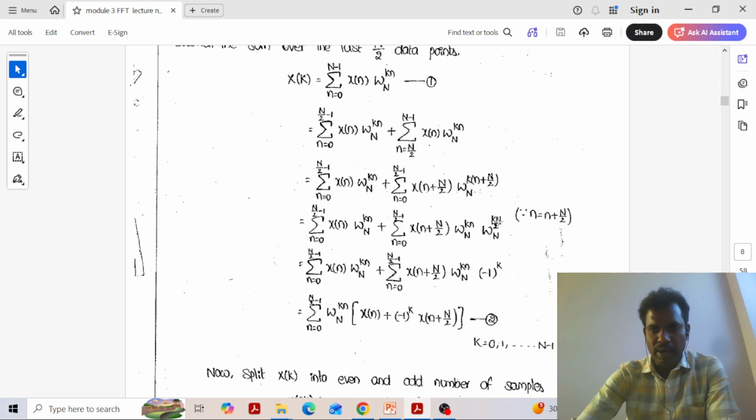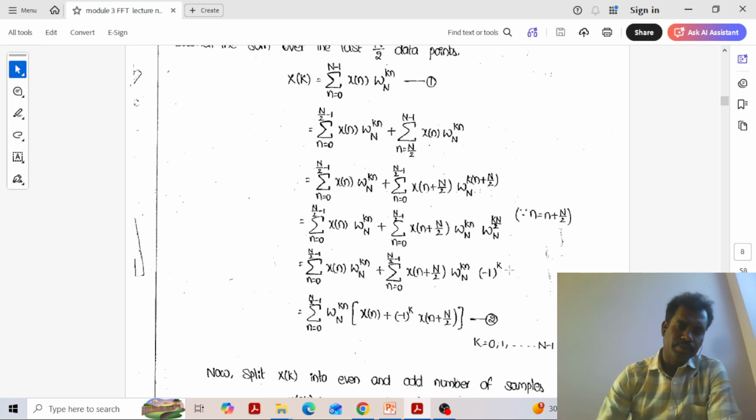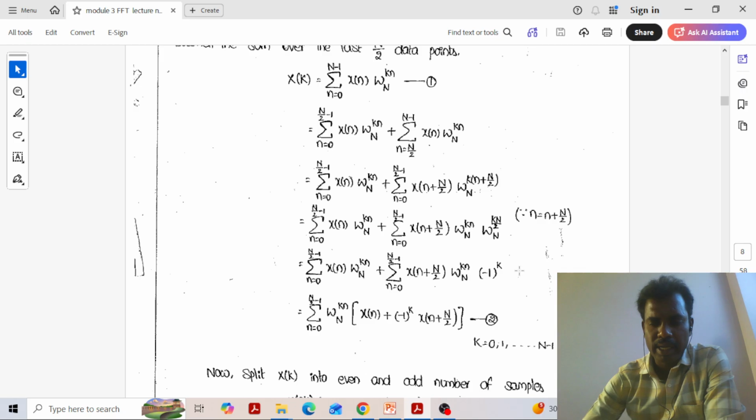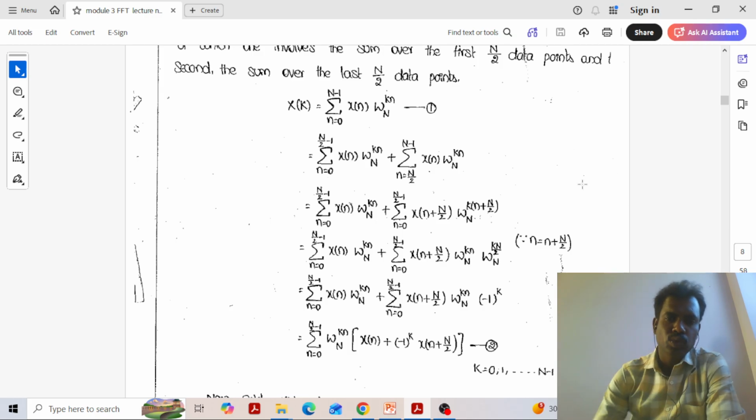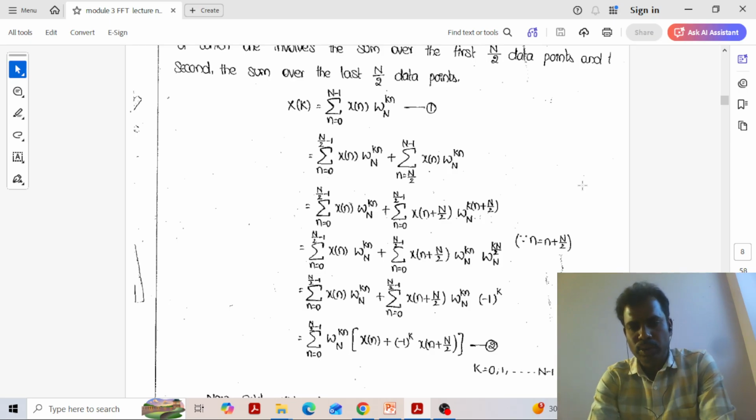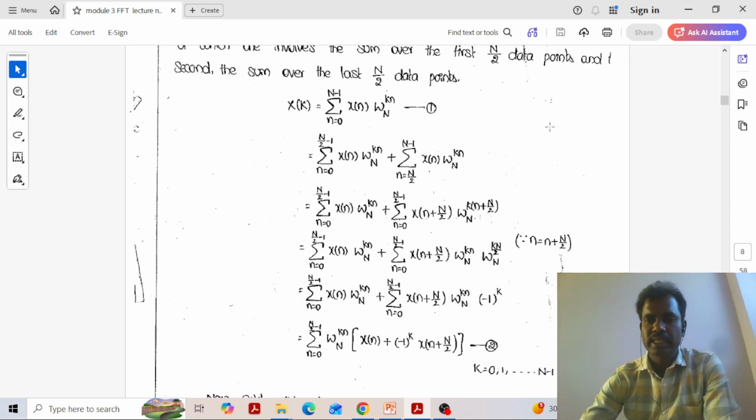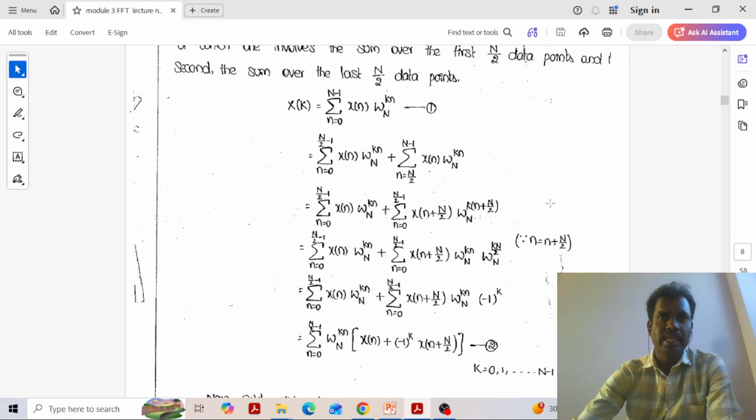Additionally, there is one trivial factor term separated, that is W_N power k times N by 2. This is represented as minus 1 whole power k. How is it represented as minus 1 power k? We simply represent e power minus j 2 pi by N, whole power k into N by 2. So W_N power N by 2 will be equal to minus 1. That is e power minus j 2 pi by N into N by 2. N gets cancelled, 2 pi by 2, the 2 gets cancelled, giving e power minus j pi.